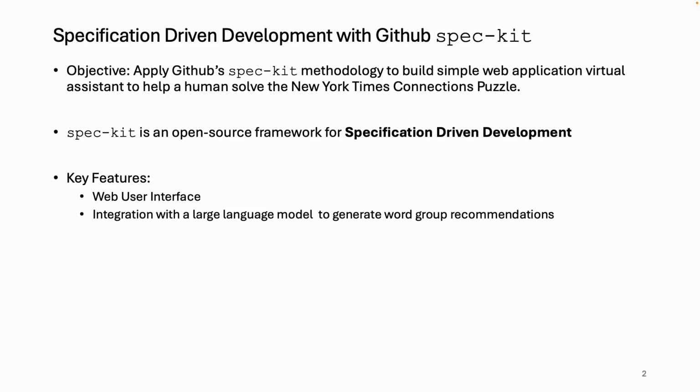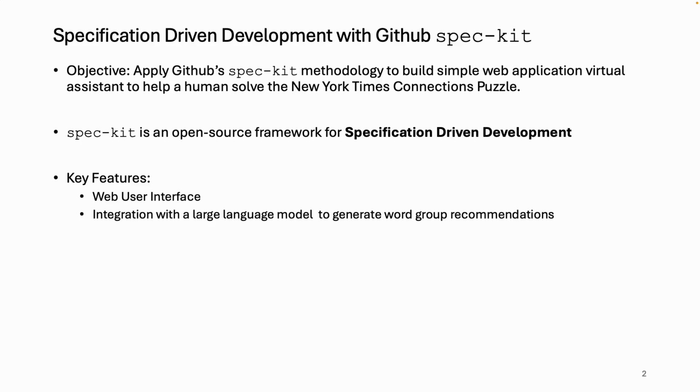In this project, we're applying the specification-driven development methodology to build a simple web application virtual assistant designed to help a human solve the New York Times connection puzzle. The foundation of this effort is GitHub's Spec-Kit, an open source framework intended to meet the principles of specification-driven development. What is specification-driven development? It is a software development process where specifications are no longer just guides but become executable artifacts that drive the build.